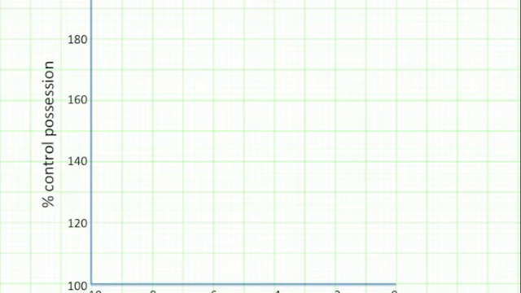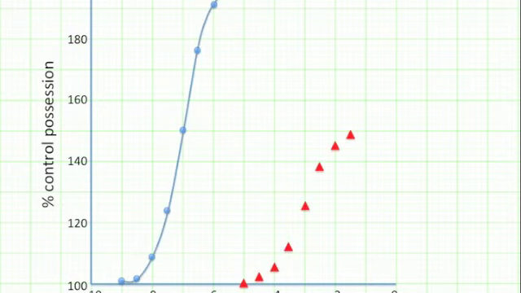Once we've done that, it's quite simple. We take some graph paper, work out suitable axes, and then we plot our data out. First nicotine, and then ethanol. We can then draw smooth sigmoid curves through our data points. You can see that nicotine rises quite swiftly and then comes to a maximum at around about 200% of control possession. Similarly for ethanol, we go up quite rapidly and we reach a maximum at around about 150% of control possession.